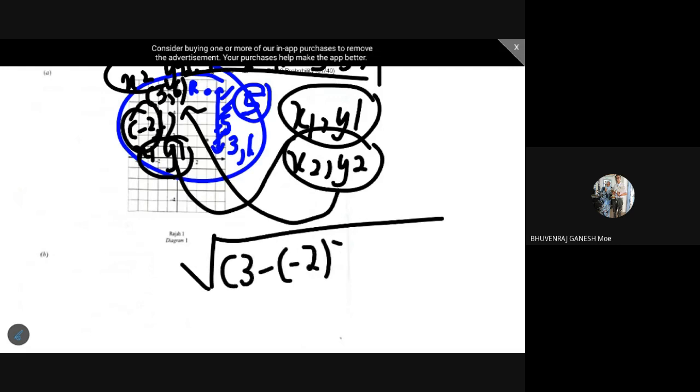So, square root of X2, 3, minus X1, negative 2. You must put a bracket, guys, because it is 3 minus negative 2. Or else the answer will be wrong. And then Y2 is 1 minus 6. Y2 is 6 here. Okay, 6 to the power of 2. Can you tell me the final answer, guys?